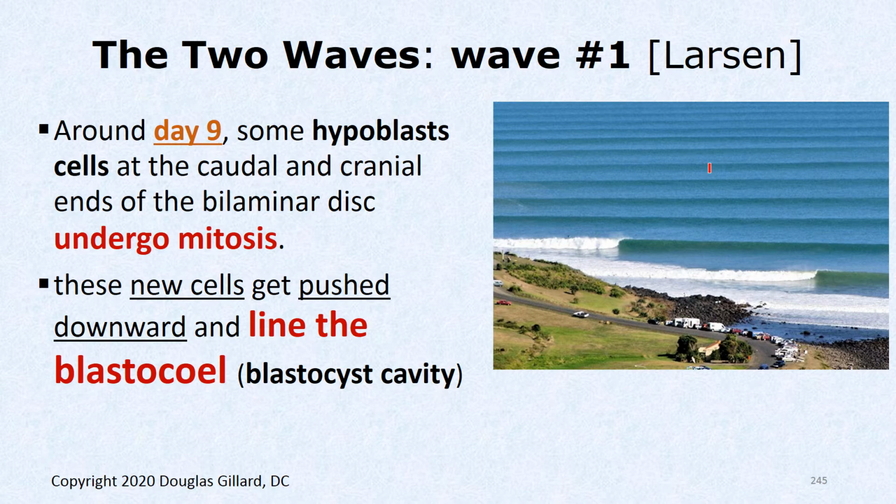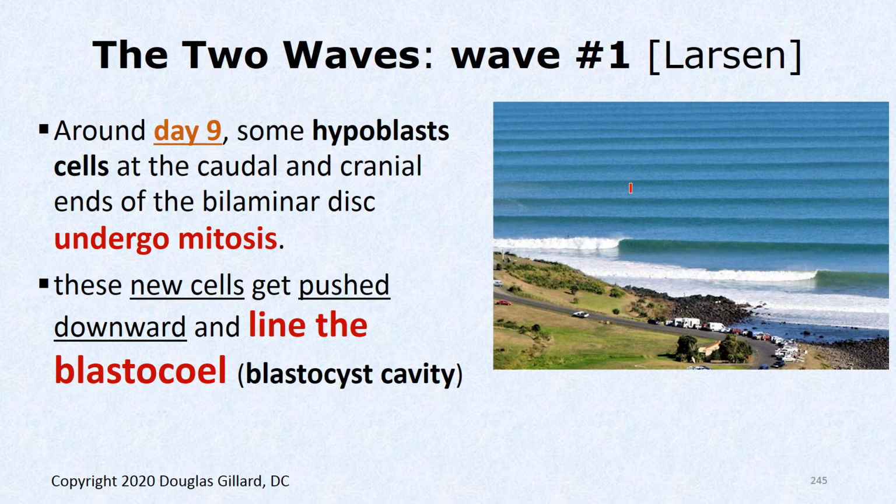But there's these two waves that we talk about. The first one comes around day 9, and some of the hypoblast cells, not all of the hypoblast cells, it seems like the ones at the caudal and cranial ends of the bilaminar disc, they undergo mitosis.